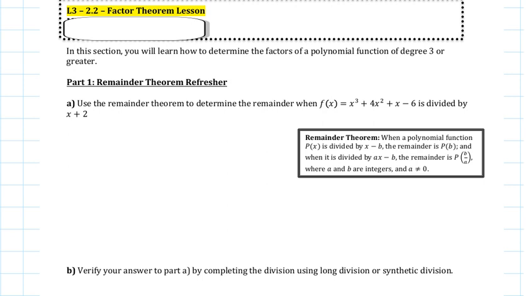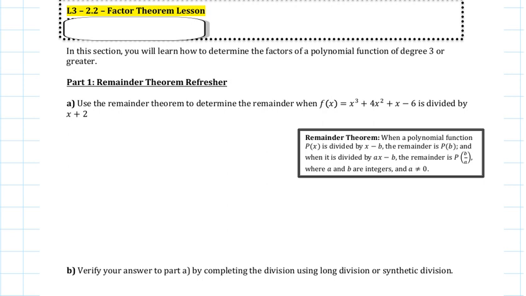So first of all, we need to find the factors. A factor is something that when I divide the polynomial by it, I will get a 0 as my remainder. So in order for me to find if something is a factor, I need to use the remainder theorem to determine if it is a factor or not.